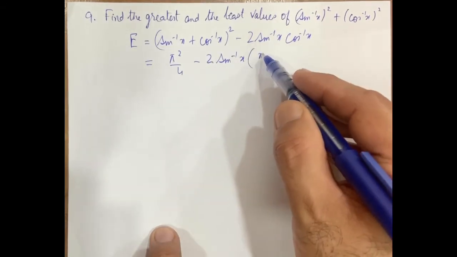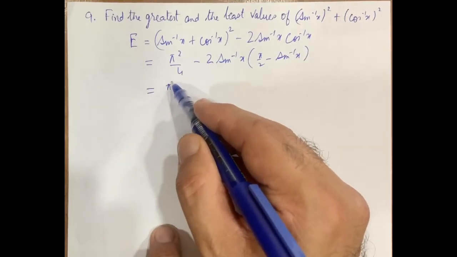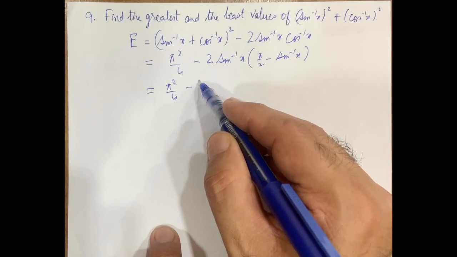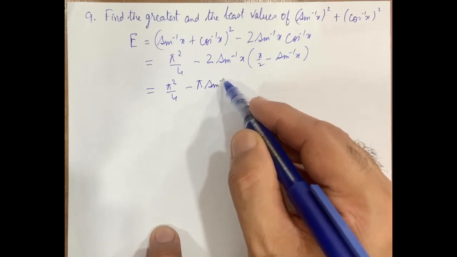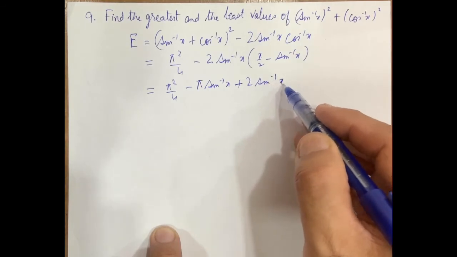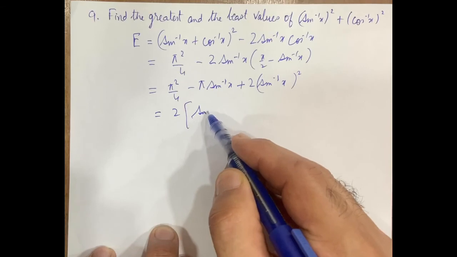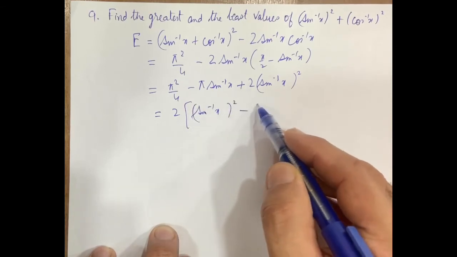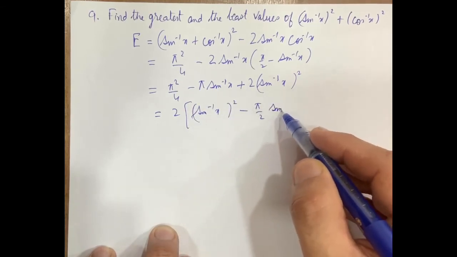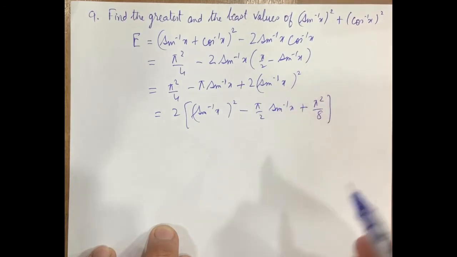Cos inverse of x is pi by 2 minus sin inverse of x, so that's pi square by 4 minus, this is pi into sin inverse of x, and plus 2 sin inverse of x whole square. We take 2 common. This is sin inverse of x whole square, minus pi by 2 sin inverse of x, and plus pi square by 8.